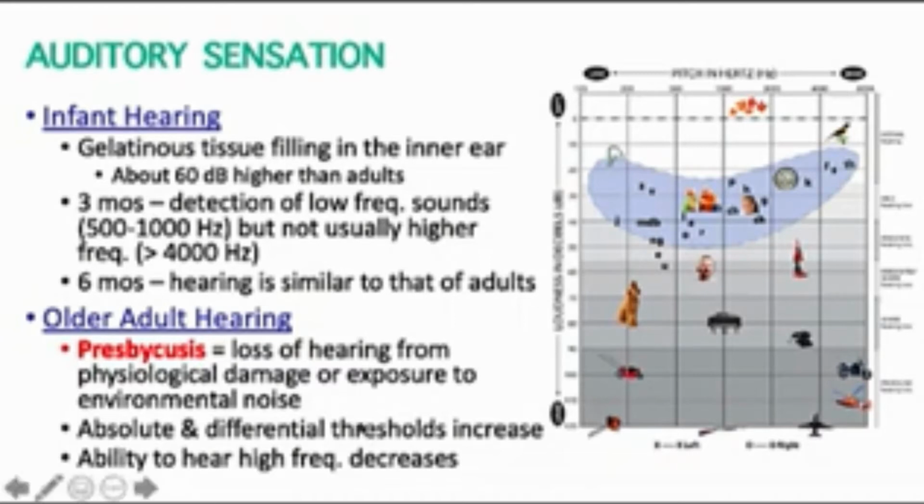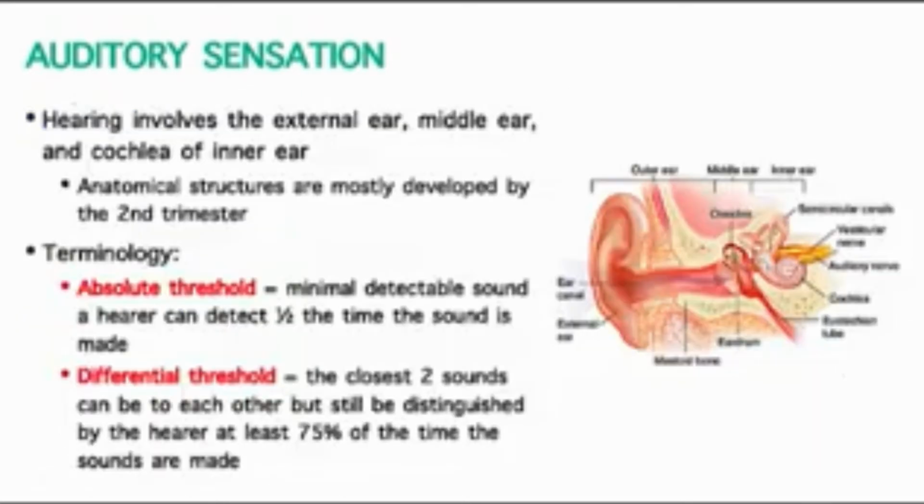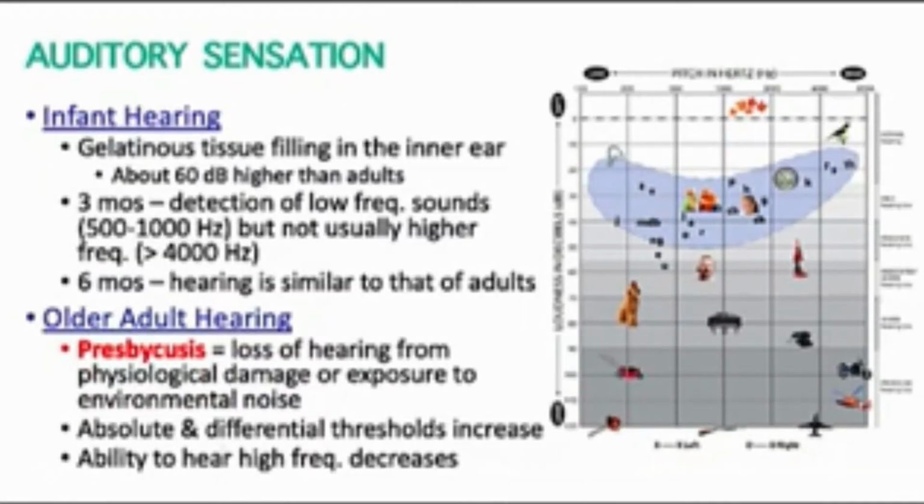Absolute and differential thresholds increase. So remember we said that absolute threshold is the minimal detectable sound that a person could hear. Differential thresholds are being able to distinguish between two sounds. Those thresholds are going to increase or worsen with age. But usually that means that we need louder volume in order to be able to distinguish sounds. So that's why usually when you have older people, you end up yelling at them or talking a lot slower. Just because those thresholds are increasing.